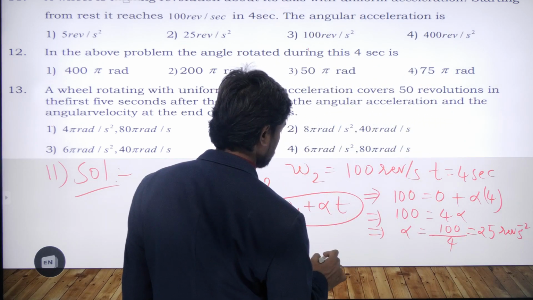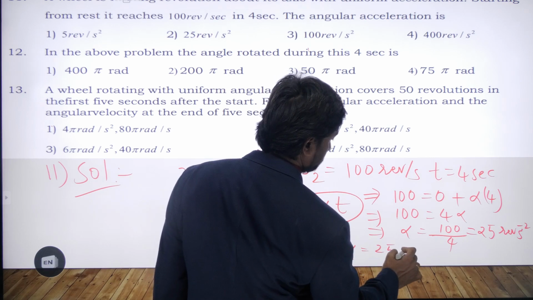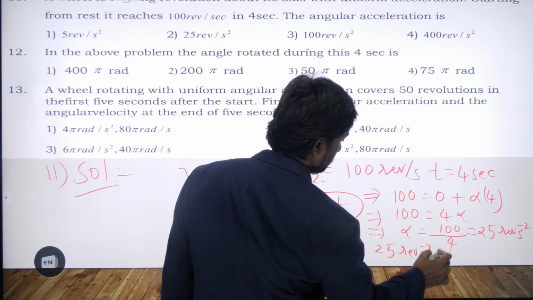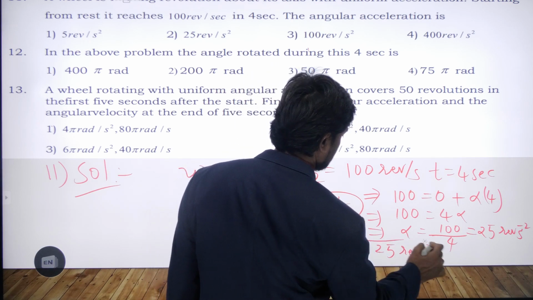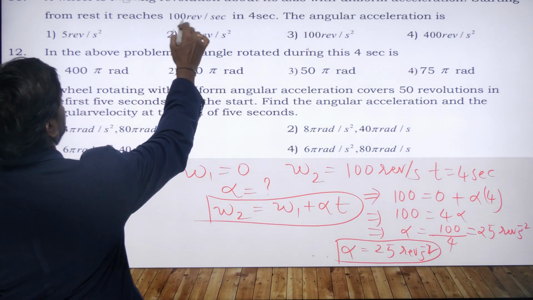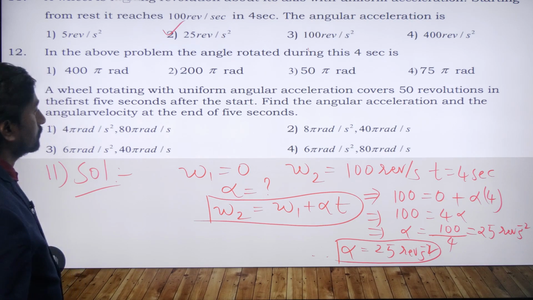Therefore alpha is equal to 25 revolutions per second square. That is the answer. The correct answer is the second option. Is it clear?